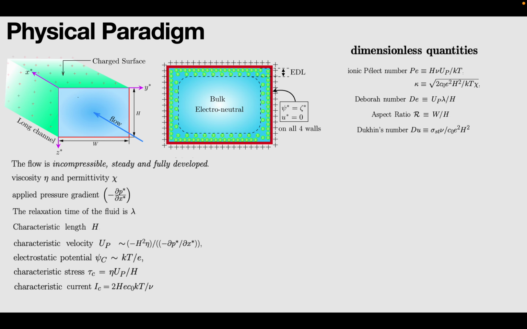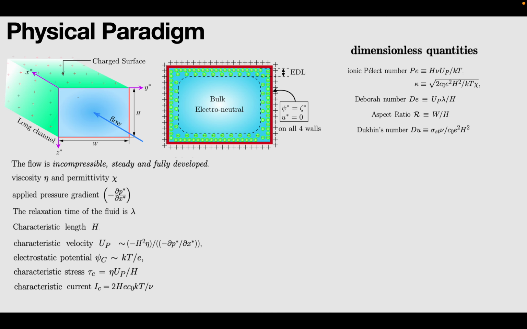We may or may not apply a pressure gradient, and we have chosen the characteristic scales as shown on the slide. For example, the pressure-driven velocity of a fluid is chosen as the characteristic velocity scale here. There are some dimensionless quantities that come out when we non-dimensionalize the equation. For example, you have the ionic Peclet number, which shows how prominent is the advection of the charges over diffusion. Then we have kappa, which shows how large is the channel height with respect to the Debye length. And Debye length is the length over which the effect of the charged walls significantly drops.